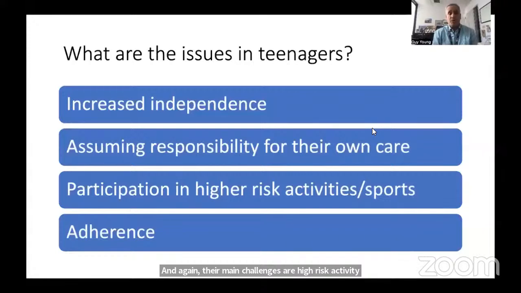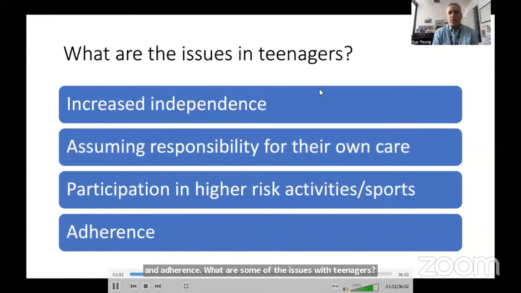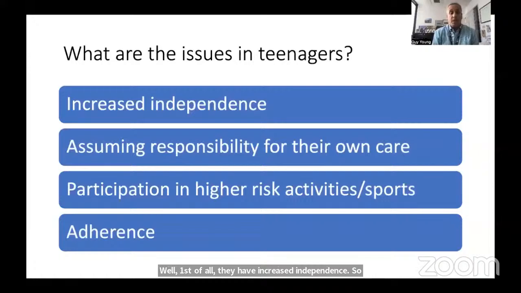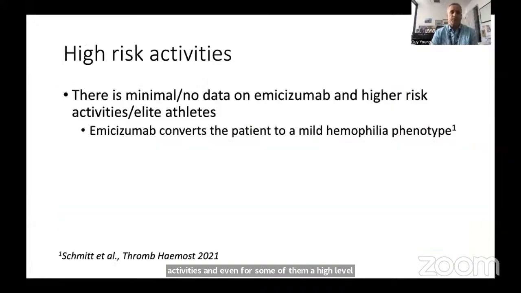Well, first of all, they have increased independence. So they're often away from their parents. They are beginning to assume responsibility for their own care. So if they have an injury they need to report that, or they need to do the infusion themselves. They're also often participating in higher risk activities and even for some of them, high-level sports. And we know with teenagers, adherence is a major issue.